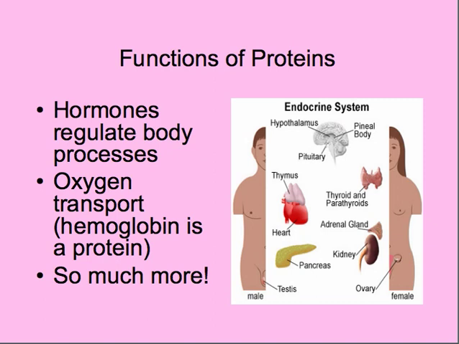And lastly, proteins are what most hormones are made out of. Now, not the sex hormones that we'll talk about in the lipids lecture, but most hormones are made of proteins such as insulin, and so they help regulate the physiological processes in plants and animals. Plants also have hormones. And just another example, hemoglobin is a protein, and it's responsible for transporting oxygen to all of your cells. And there's a lot of other things that proteins do. So proteins are extremely important in biology.